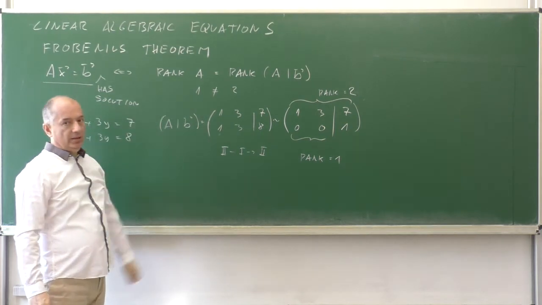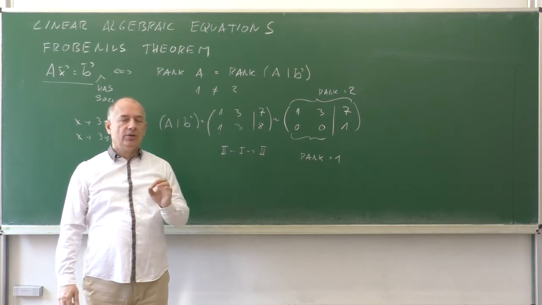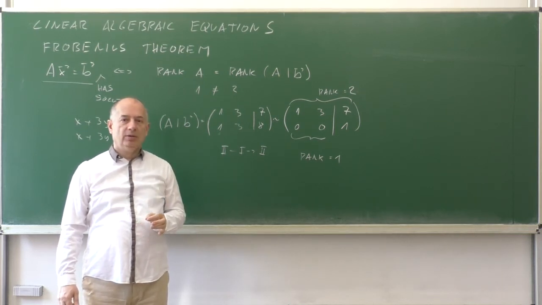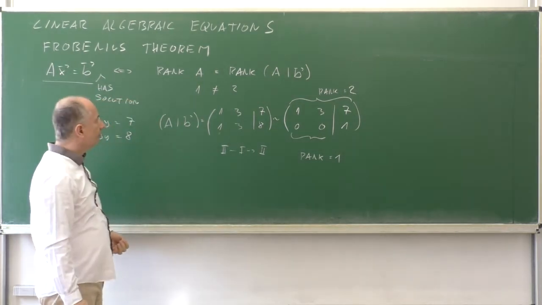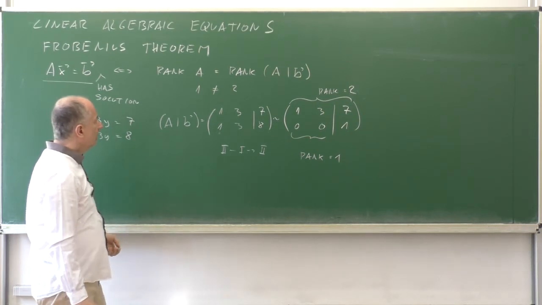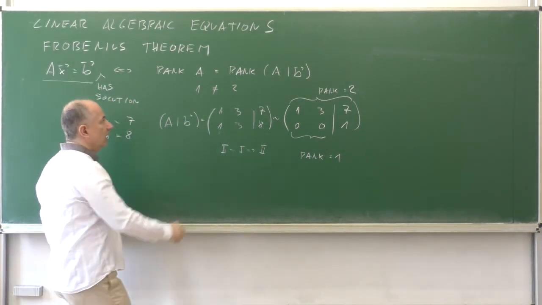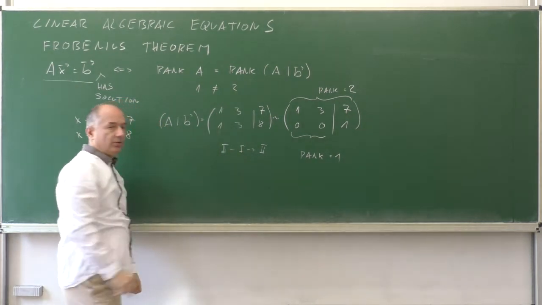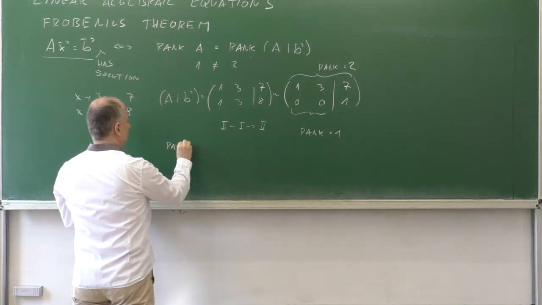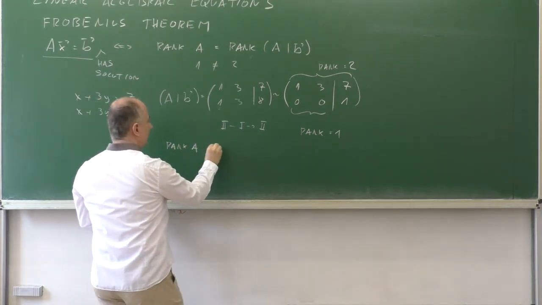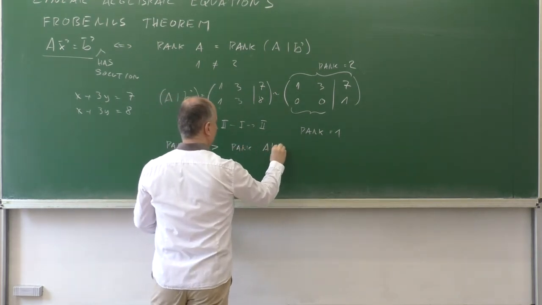If the rank is the same, then the system has a solution, but this theorem alone does not tell anything about the number of solutions, whether there is just one solution or infinitely many solutions. So, if the ranks agree, it has a solution. If the rank of the augmented matrix is greater, it has no solution. And what if the rank of A is, on the other hand, greater than the rank of the augmented matrix?